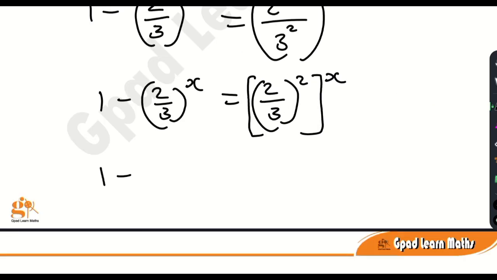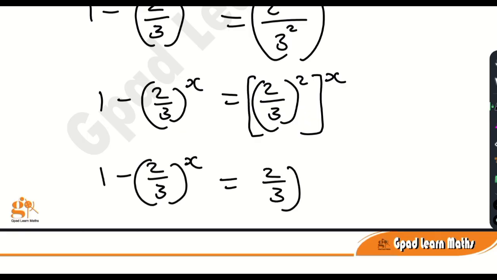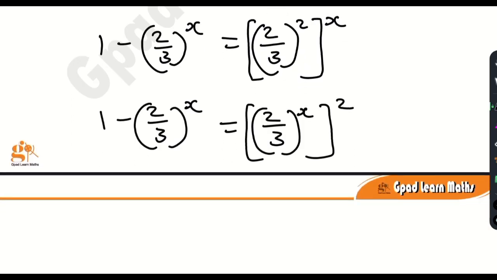So I will have 1 minus 2 over 3 raised to the power of x is equal to 2 over 3. Again, I'm switching the exponent, raised to the power of x, all raised to the power of 2. Can you see that we have an identical value on both sides? See what I have here? This, and then this again.